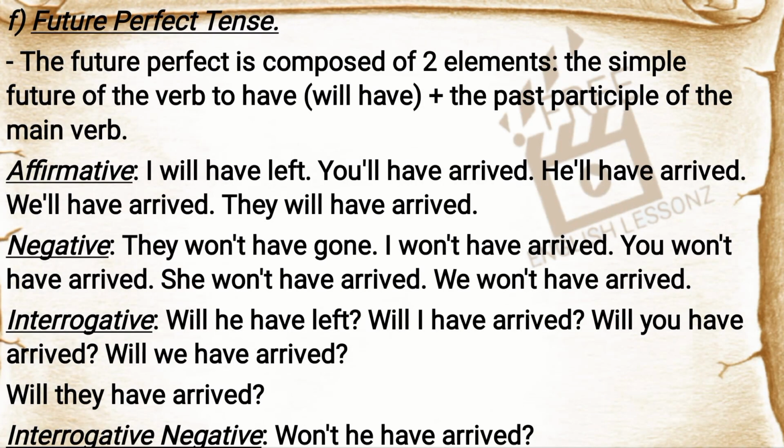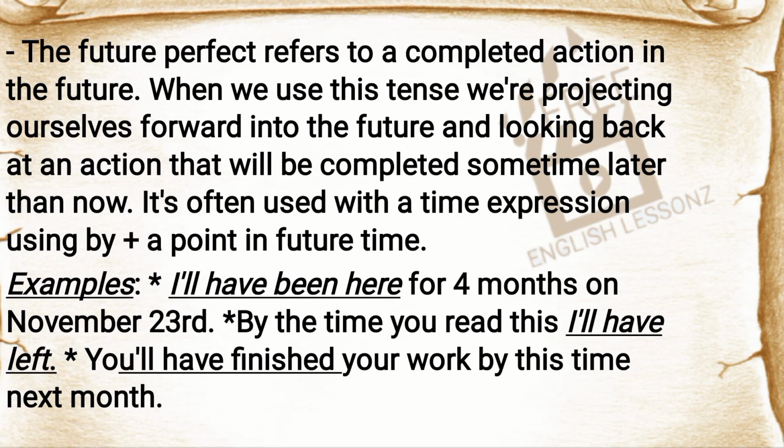The future perfect refers to a completed action in the future. When we use this tense we're projecting ourselves forward into the future and looking back at an action that will be completed sometime later than now. It's often used with a time expression using by plus a point in future time.